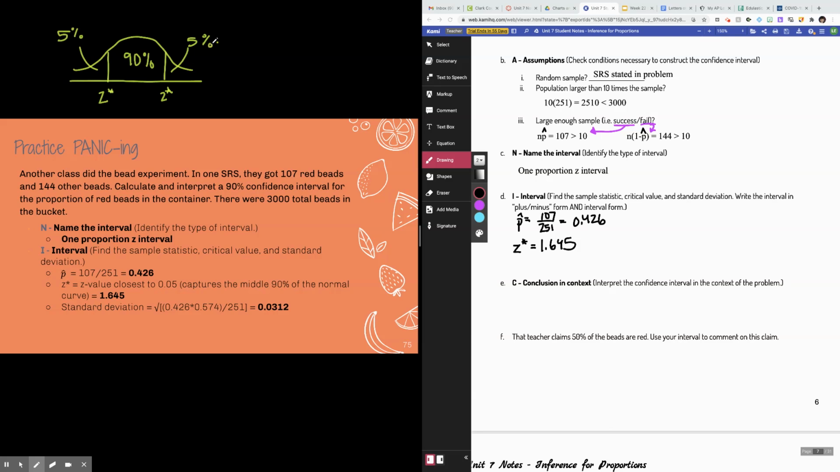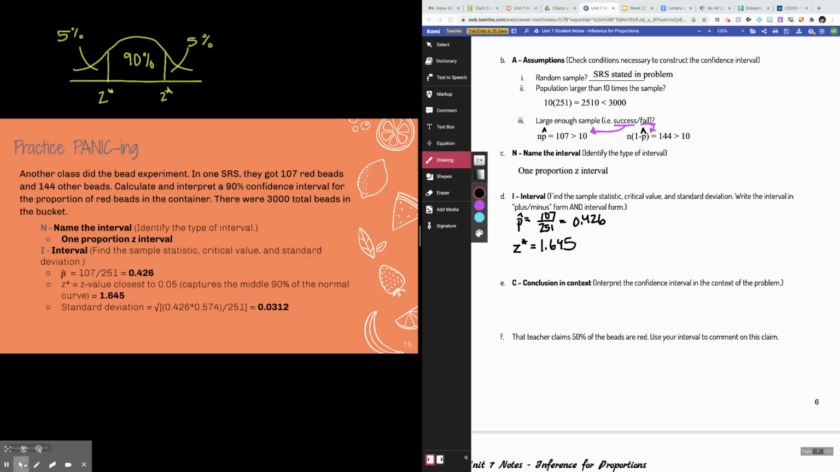So I went to my Z table and I found the Z value that gave you a value as close to 5% as possible, and that number is 1.645. You could round up to 1.65, that would be fine.